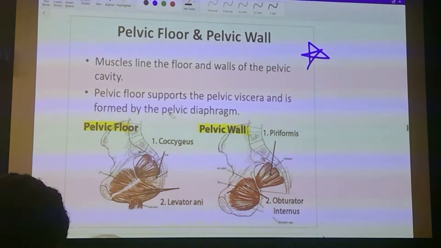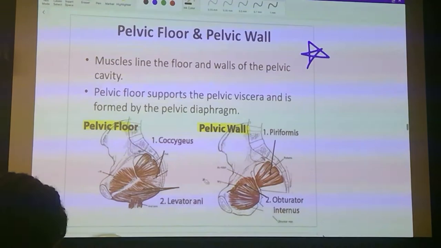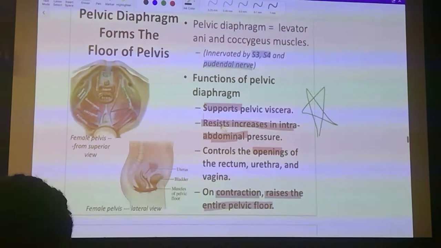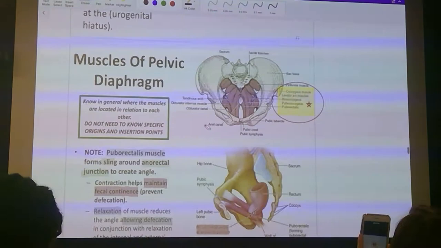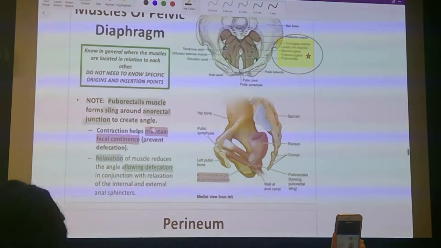Now, what makes the pelvic floor and what makes the pelvic wall? Pelvic floor: coccygeus, levator ani. Pelvic wall: piriformis, obturator internus. Oh, and puborectalis, it's what stops you from pooping.